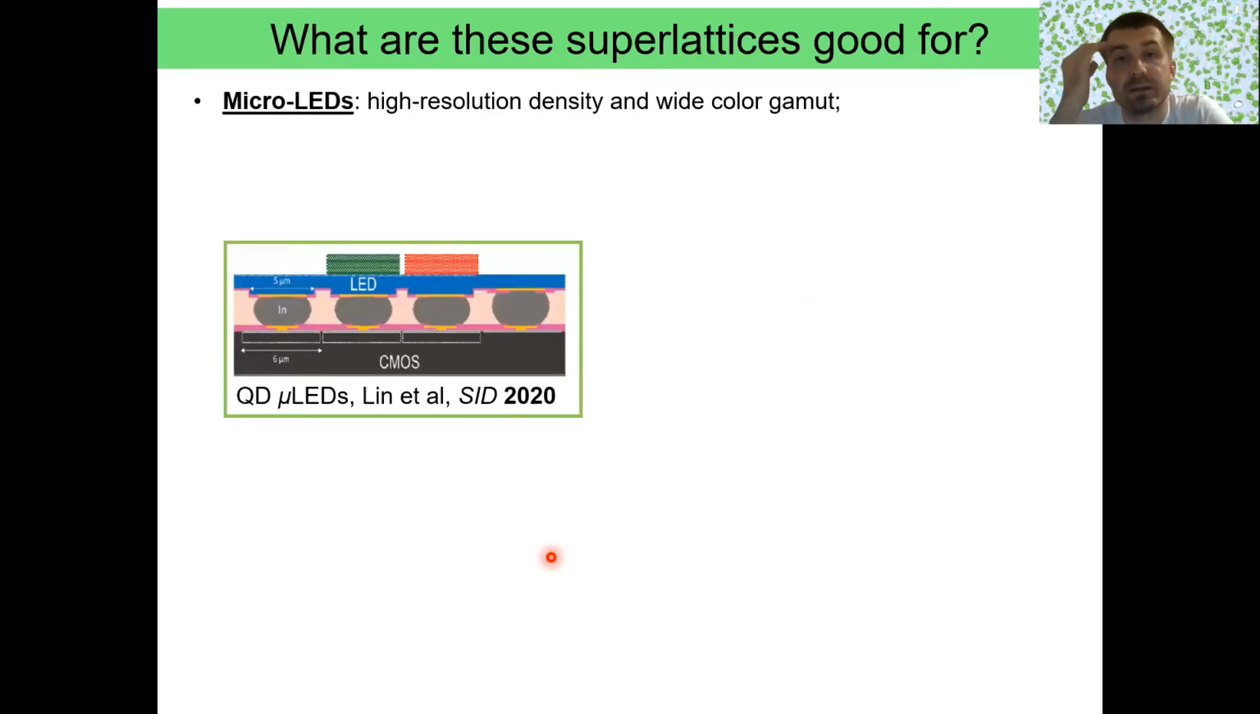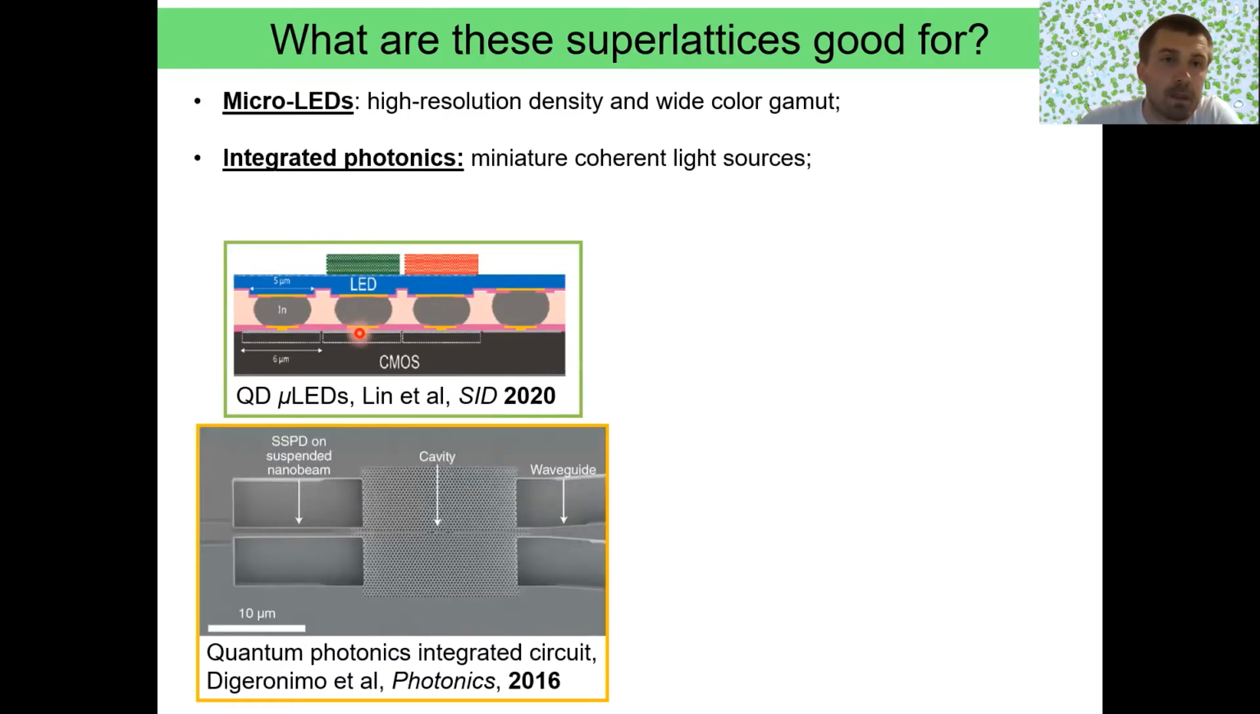So what are these superlattices good for? I'll discuss three possible applications. Number one, it's micro LEDs. Since they're naturally of micron dimensions, these superlattices are suitable for producing high resolution density displays with a wide color gamut, taking advantage also of the narrow, pure emission of perovskite nanocrystals.